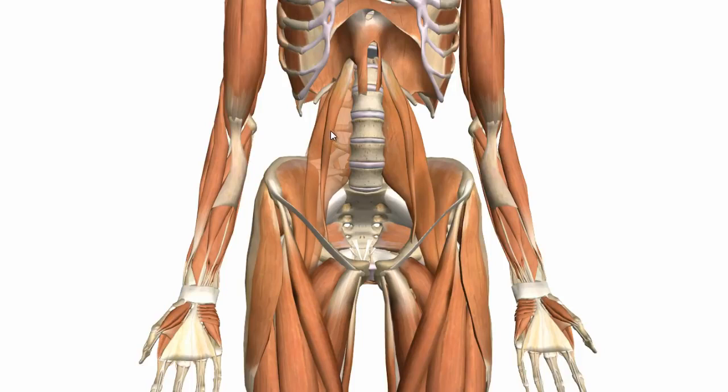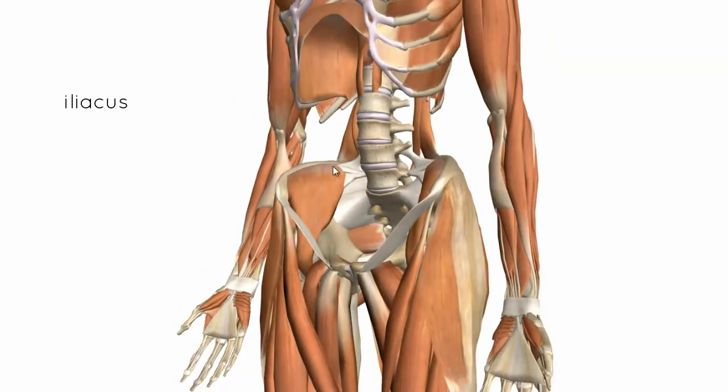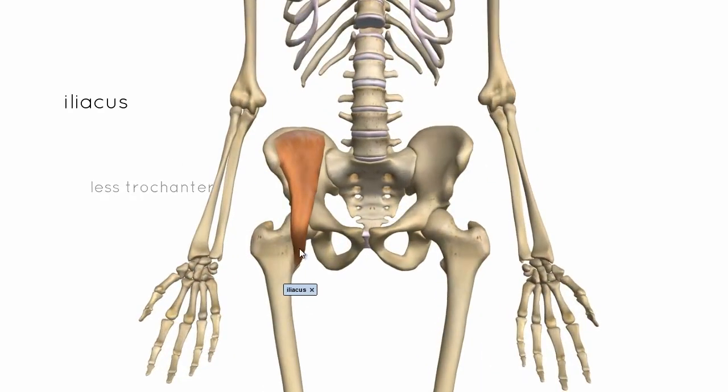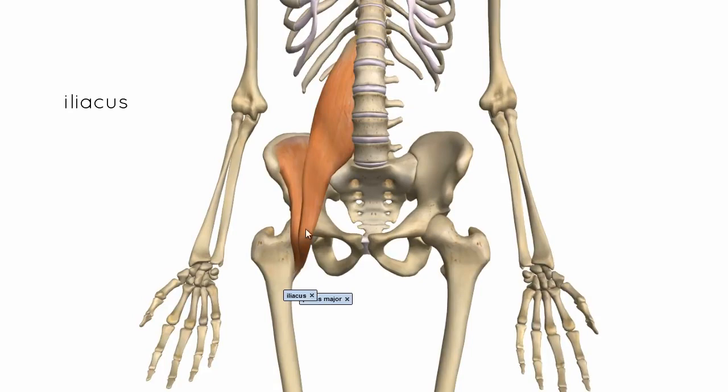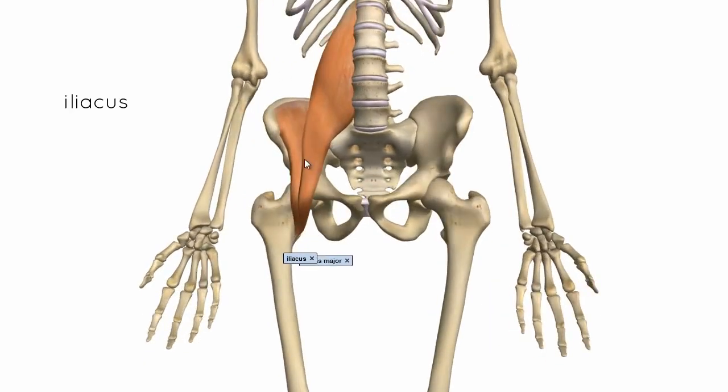So if I get rid of these two muscles now, we can take a look at the iliacus, which sits just a little bit inferior to it. The iliacus muscle sits in the iliac fossa, and it joins the psoas muscle to insert onto the lesser trochanter. So you can see its insertion on the lesser trochanter here, and you can see how it runs through and combines with the psoas major muscle. Collectively, the iliacus and the psoas major are referred to as the iliopsoas.